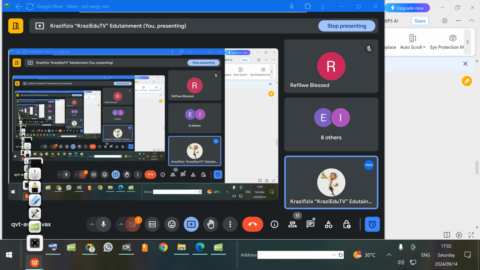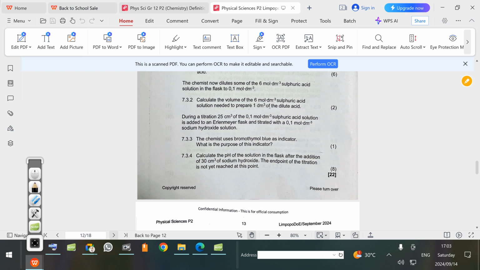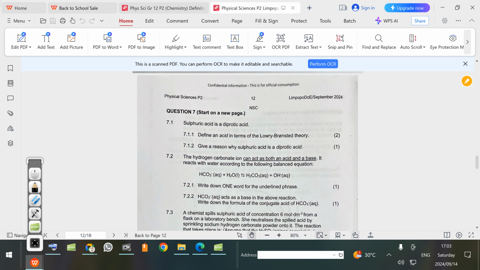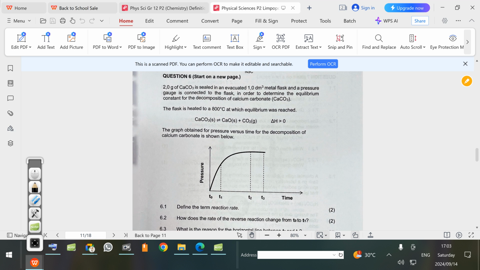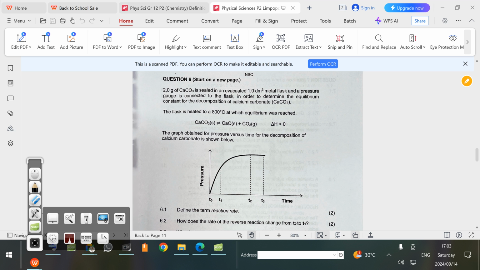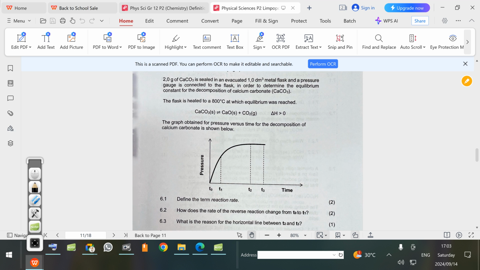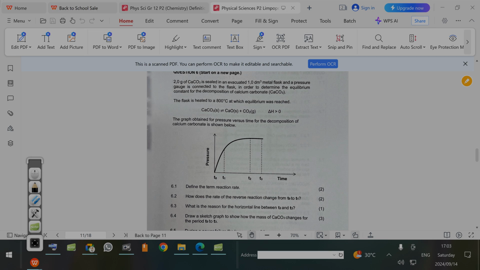I love what we're doing. 22 marks, that's quite a lot. All right, let's try this one quickly. Guys, let's move quickly then.